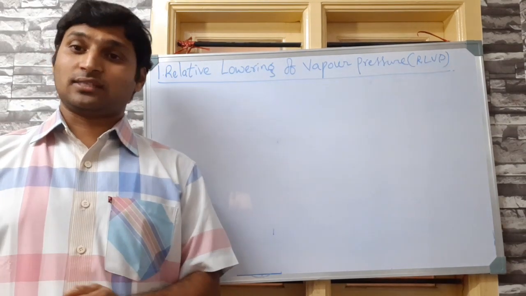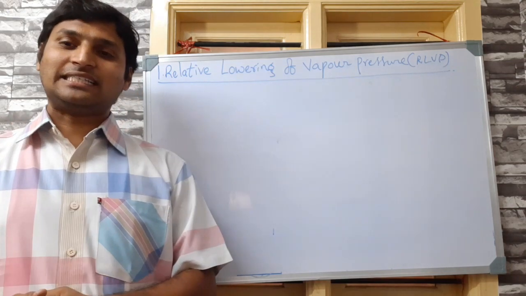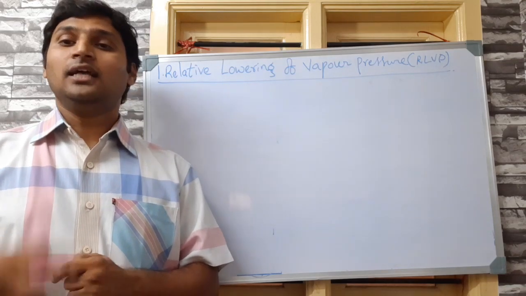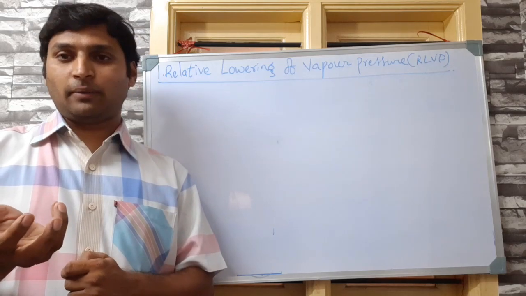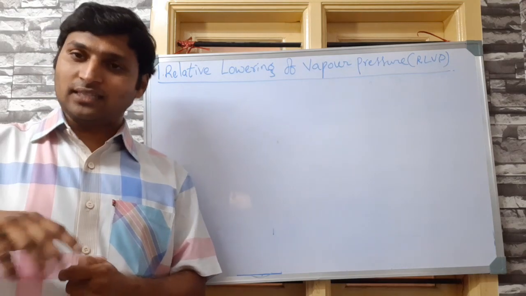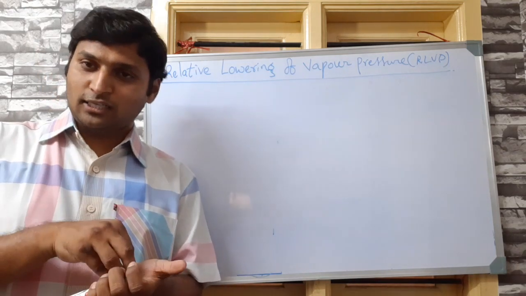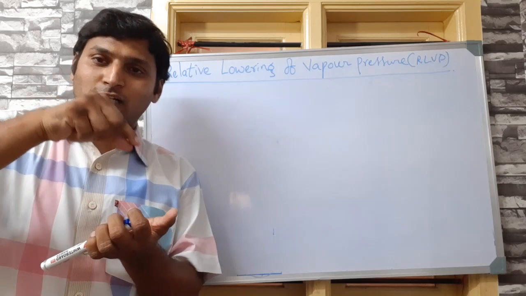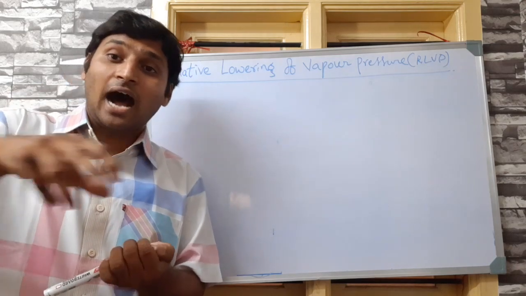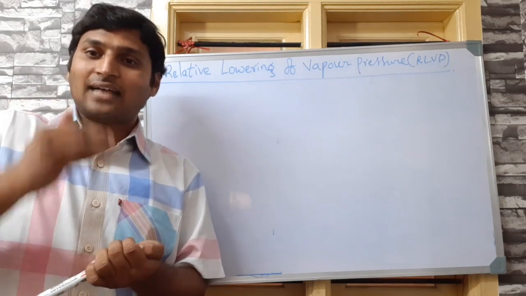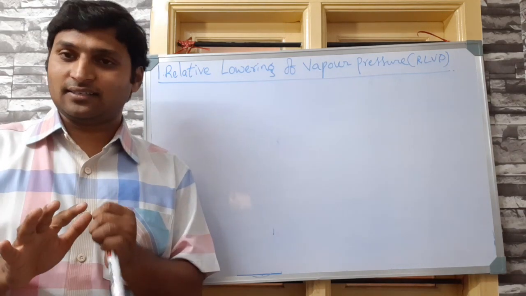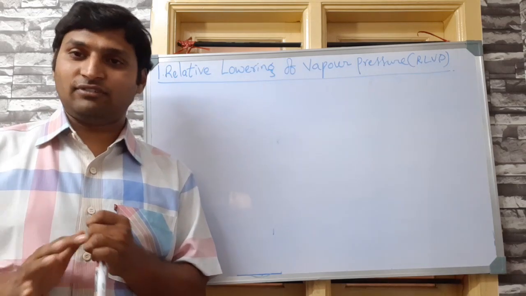This term RLVP was already introduced to you when I was discussing Raoult's law for solutions containing non-volatile solute. Remember, the liquid has a particular vapor pressure at a given temperature. When a non-volatile solid solute is added, because solute particles occupy the surface, the number of solvent molecules on the surface will reduce. As a result, the extent of evaporation will decrease. As a result, the vapor pressure will decrease. Remember, we have discussed this.